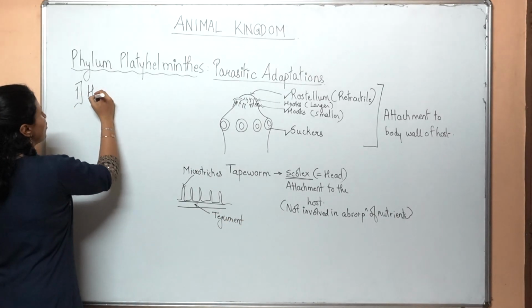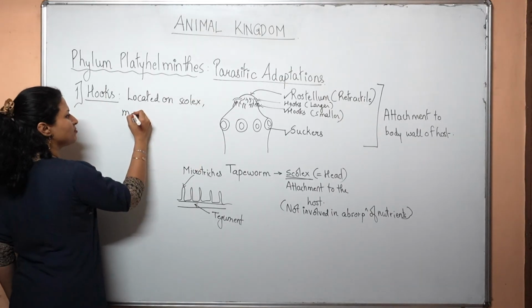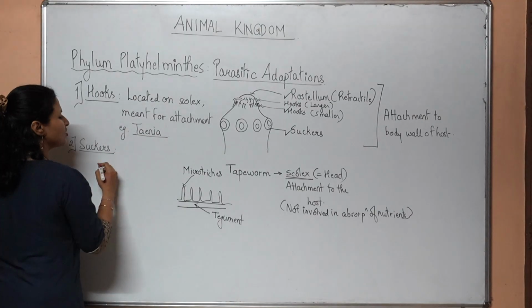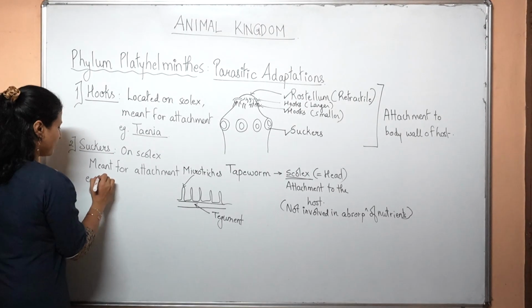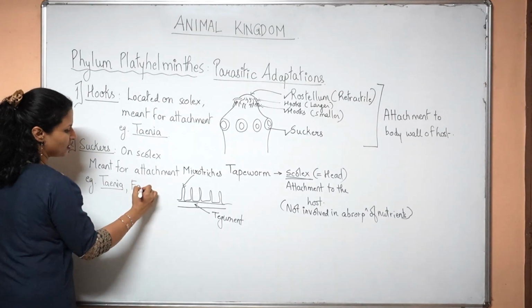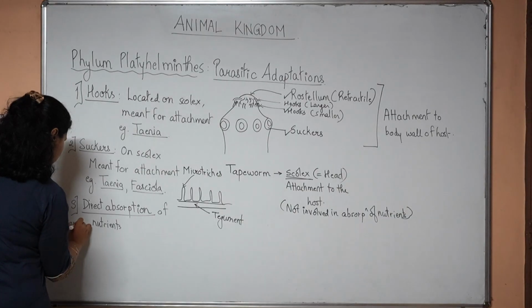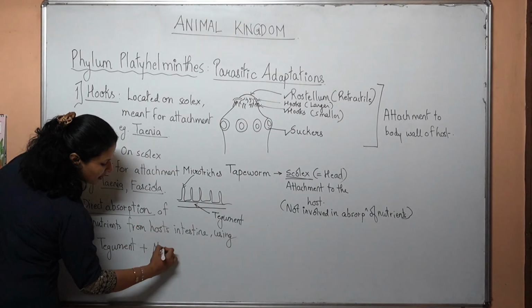So first we will write hooks. Hooks are located on the scolex and they are meant for attachment. Example, Taenia. Second, suckers. Suckers are also located on the scolex and they are meant for attachment. Example, Taenia. Also in Fasciola, suckers will be present. Third, direct absorption of digested nutrients from the host intestine using tegument and microtrichs.